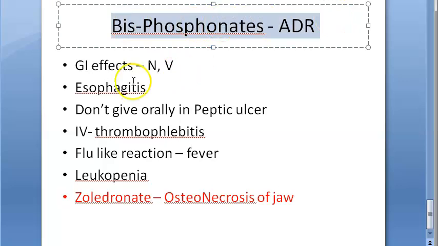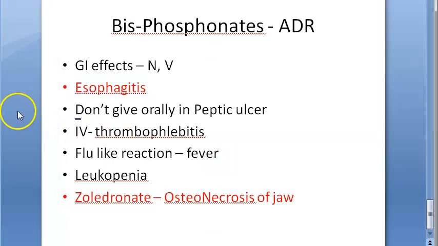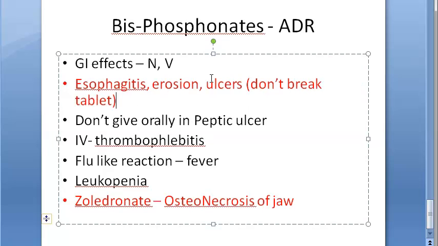The adverse effects, if you are giving orally, include nausea, vomiting, all that standard stuff you'll write. The main thing is esophagitis, very, very important. You should not forget. That's why when they give the tablet, you should not chew it. You should not break the tablet and take it. Because if the tablet comes in contact with the esophagus, it can cause esophagitis, erosion, ulcers, etc. So don't break the tablet, so that it avoids contact with the esophagus.